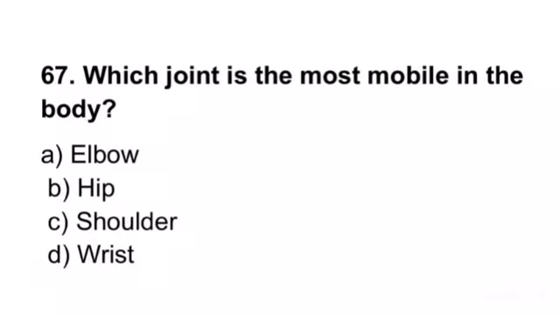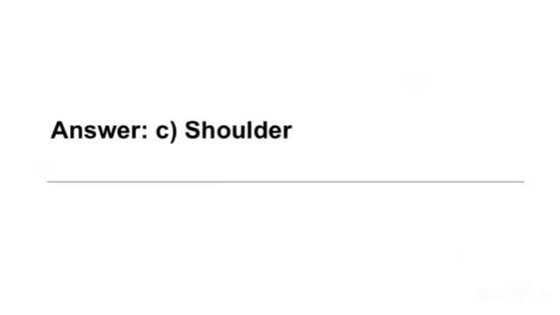67. Which joint is the most mobile in the body? A. Elbow. B. Hip. C. Shoulder. D. Wrist. Answer, C. Shoulder.